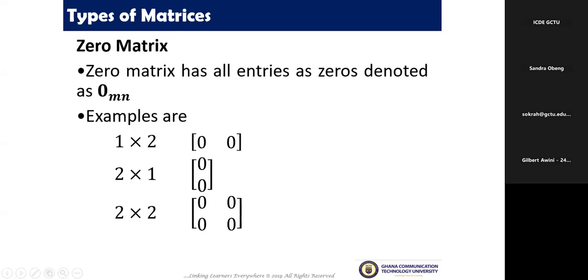Then we have another type of matrix called the zero matrix. What is it? It is a matrix whose entries, or whose elements, are all zeros. You don't see any number apart from zero. As you can see, these are all examples. So if I give you something like this and ask you to name the type of matrix it is, you should be able to name it.